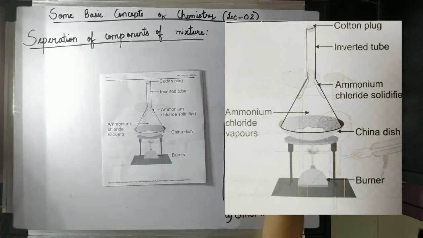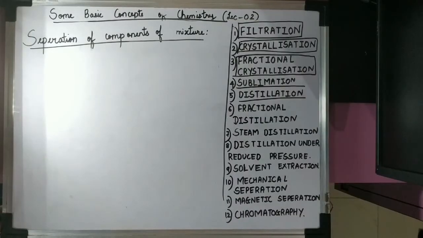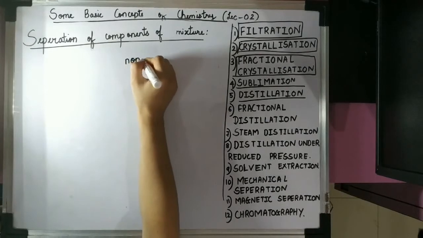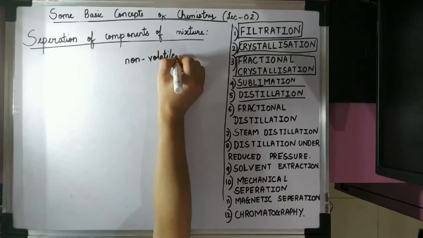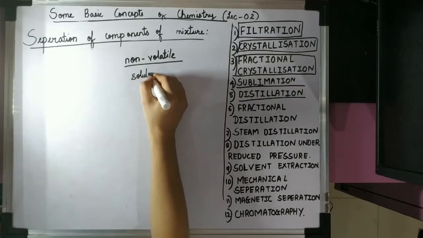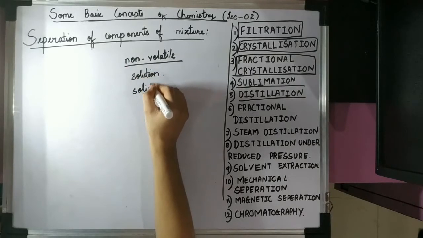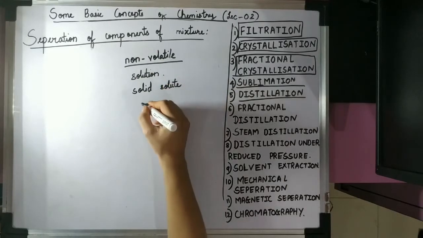Now the next important technique that we will learn is distillation. In distillation, we separate a liquid from a solution of a non-volatile solute. So an important condition is that the solute should be non-volatile. Here also we have a solution. Now what is a solution? A solution is such that we have a solid solute, and we have a solvent.